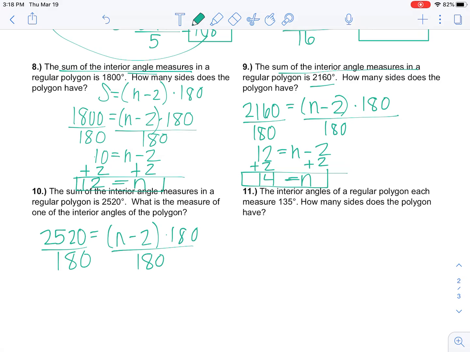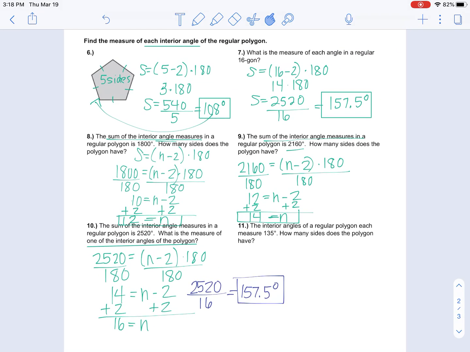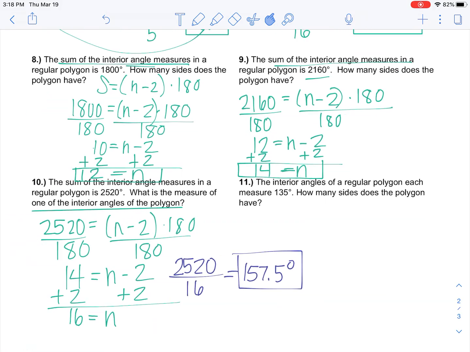So working backward again, we have 2520 divided by 180. That gives us 14. And when I add 2 to both sides, I figure out that this shape has 16 sides. So the question though is asking, what is the interior angle measure of one? So in this case, I have to go back to step 2, take the total interior angles divided by the sides. And when I do that, 2520 divided by the sides 16, I get 157.5. And this should sound familiar because we just did one back in number 7. Just like that in a different route.